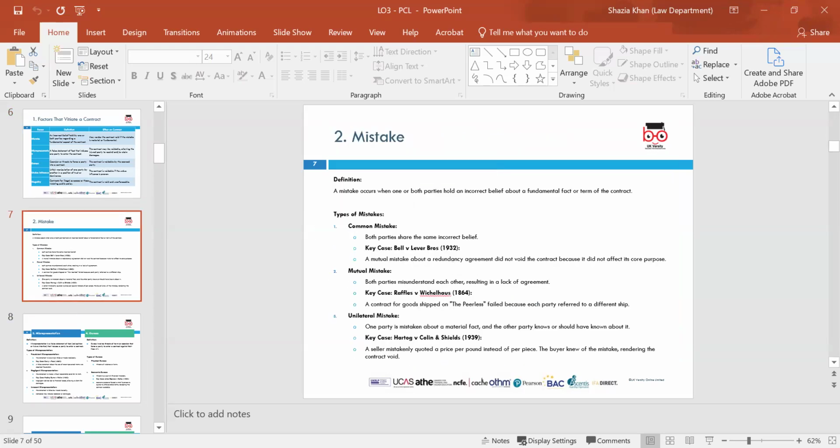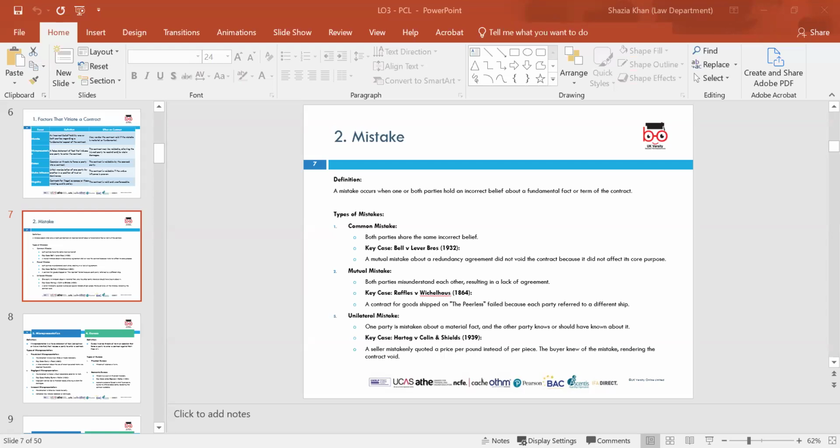So, mistake. Let's go through each one so you've got a bit of an idea what each one covers. In contract law, one of the two parties holds a wrong belief before entering into a contract, which constitutes a mistake. It is worth keeping in mind that the definition of mistake is technical and carries a specific legal meaning.